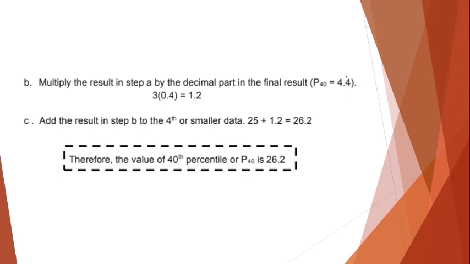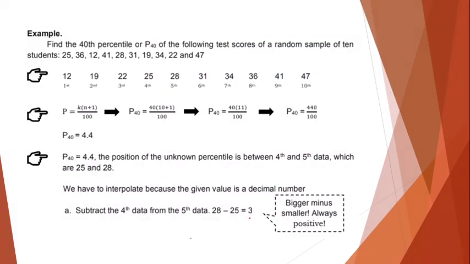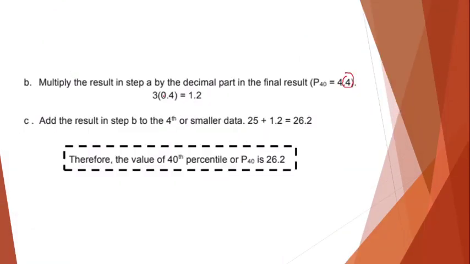Multiply the result in step A by the decimal part in the final result. So, ano po ang nagpa-decimal sa kanya? Ito, di ba? So, yung difference ay minultiply natin sa decimal part. So, 3 times 0.4 is 1.2. Now, i-add nyo yan and we have 26.2.